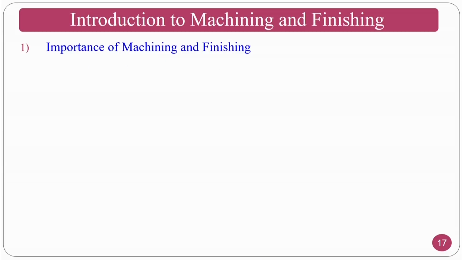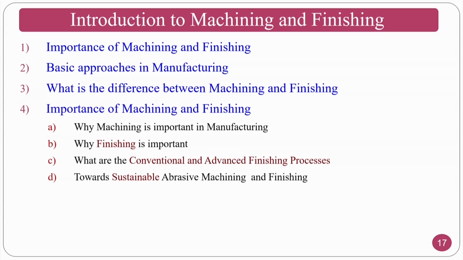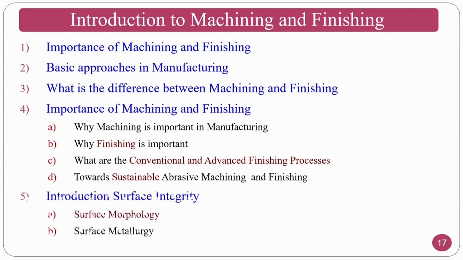In the introduction to machining and finishing, we will study the importance of machining and finishing, basic approaches in manufacturing, the difference between machining and finishing, why machining is important, why finishing is important, and conventional and advanced finishing processes towards sustainability. Point 4 we will come across in later cases, but 1, 2, 3 we will come across now, and the study of surface integrity, surface morphology and metallurgy will come a few classes later.